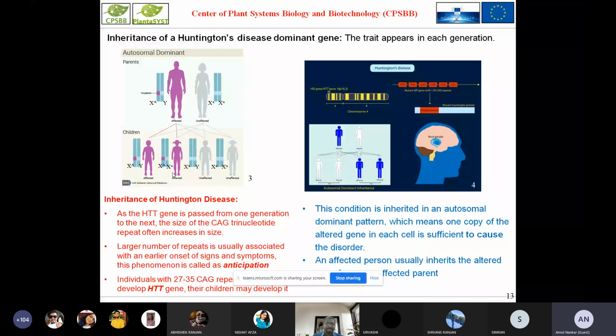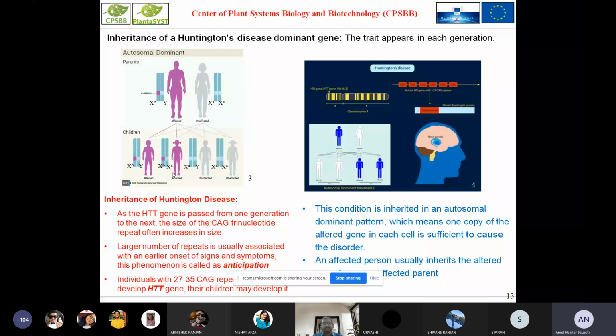So that's how the inheritance of Huntington disease, or in general, the dominant gene which causes these kinds of diseases or traits, works. And overall, just to summarize the inheritance of the dominant trait, this condition is caused by the autosome, which means that one changed or mutated copy in each cell is sufficient to cause this disorder. And so an affected person will definitely have one parent that has this kind of disease.